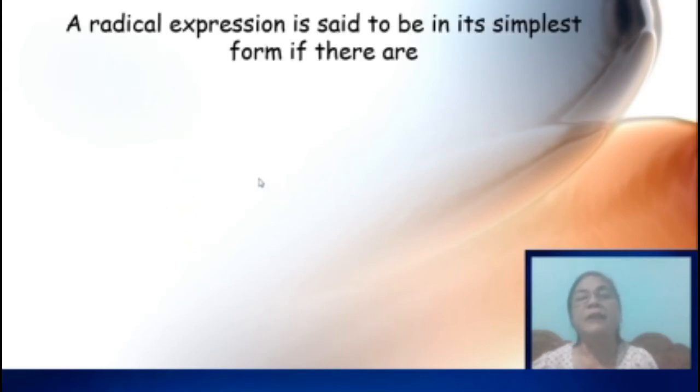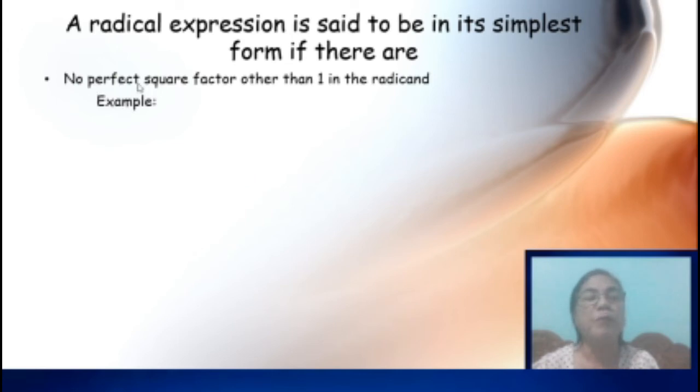A radical expression is said to be in its simplest form if there are no perfect square root other than 1 in the radicand. I repeat, there is no perfect square factor other than 1 in the radicand. Okay, let's have this example.